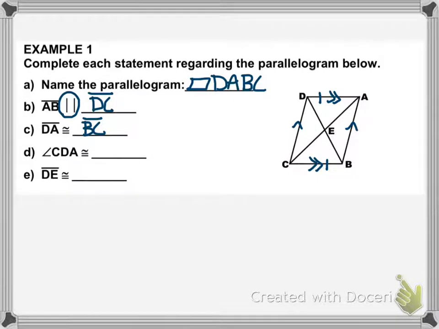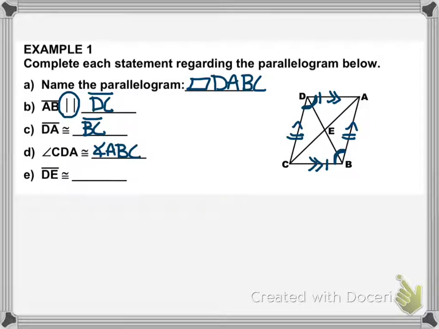And remember, AB is also going to be congruent to the side across from it, which is DC or CD. All right, now we're looking at angles. Angle CDA is this angle here. That's going to be congruent to the angle across from it, which I could either call angle CBA or angle ABC. Either of those is fine.